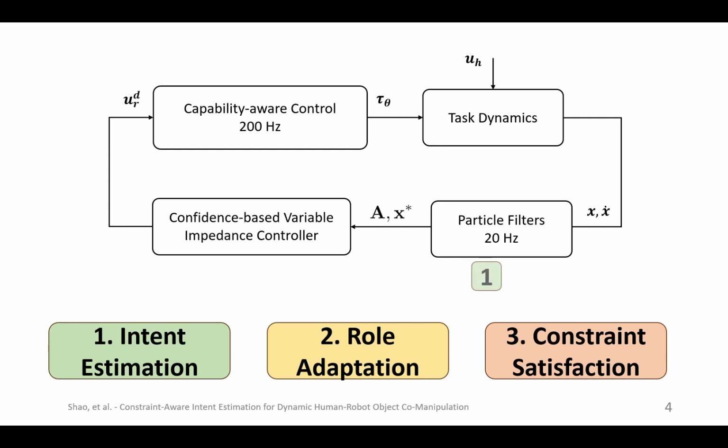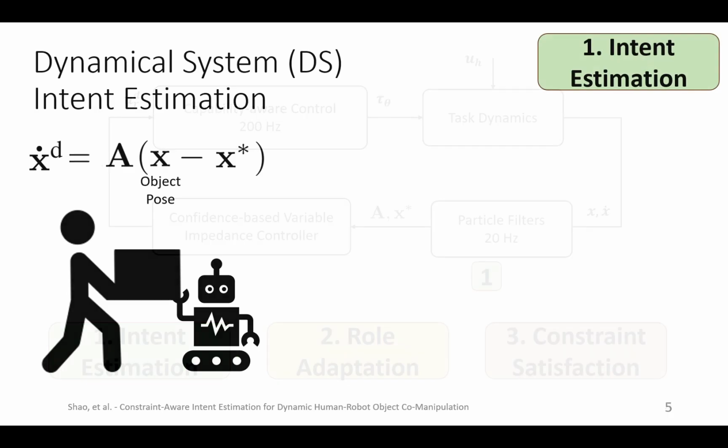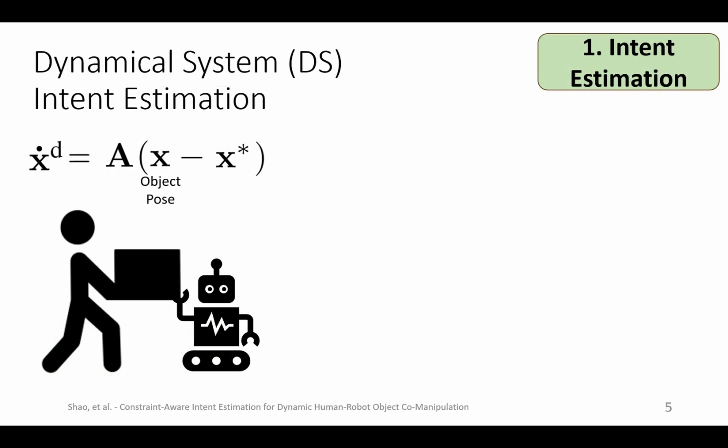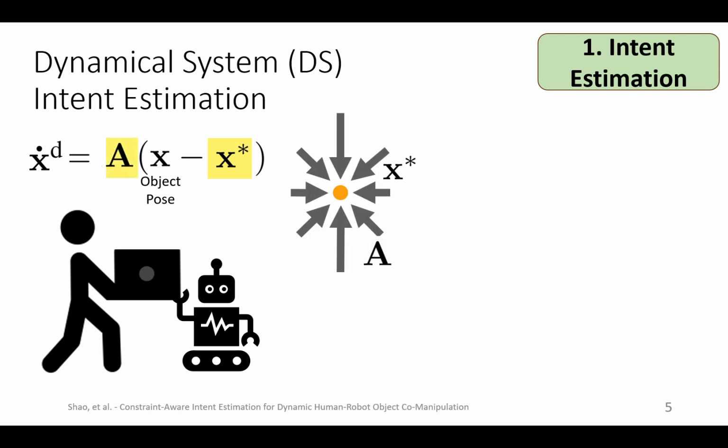For intention estimation, we choose a simple representation that can be estimated in real time using 2 particle filters. More specifically, we assume the human intent can be represented as a simple goal-oriented dynamical system, or an attractor that describes where the object is going and a dynamics matrix describing how the object is going there, generating a reference velocity in both Cartesian and rotational dimensions.